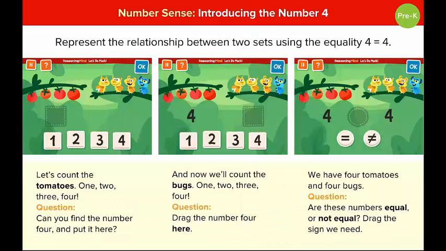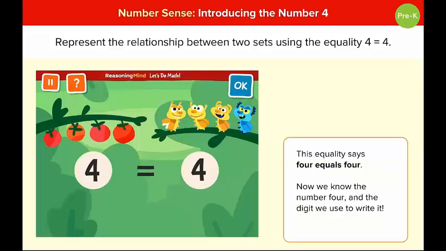And so next we construct an equality 4 equals 4. And you can see once again we have our 2 pictures. So let's count the tomatoes and drag the number. Count the bugs, 1, 2, 3, 4, and drag the number 4. We have 4 tomatoes and 4 bugs. Drag the symbol we used to show that. And so we represent the relationship between 2 sets using the equality 4 equals 4. And you can see the conclusion of this whole sequence. This equality says 4 equals 4. Now we know the number 4 and the digit we used to write.